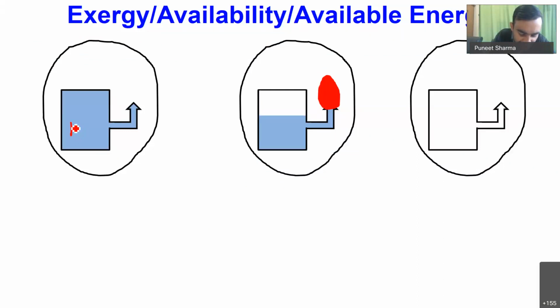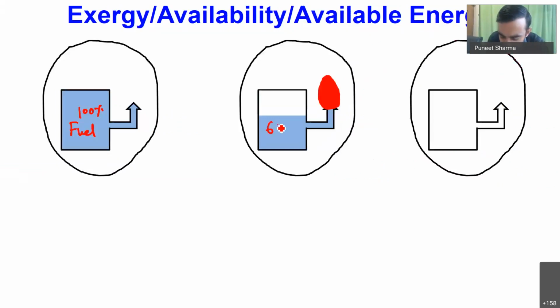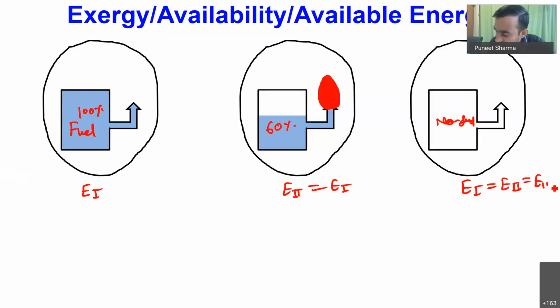In the first case, we had 100% fuel. In the second case, we had something around 60% fuel, and in the last case we had actually no fuel. So everywhere we had a content of energy. If E1 is here and E2 is here, E2 was equal to E1, and in the third case we had E1 equal to E2 equal to E3. So it means the energy content in all three cases was the same. But what was the difference between all three?